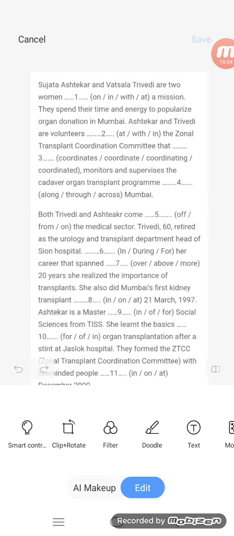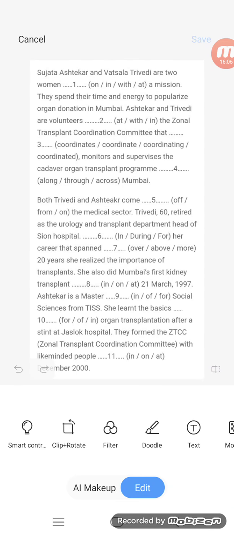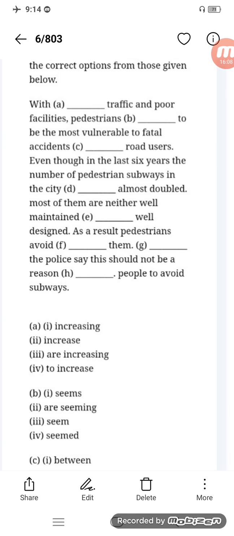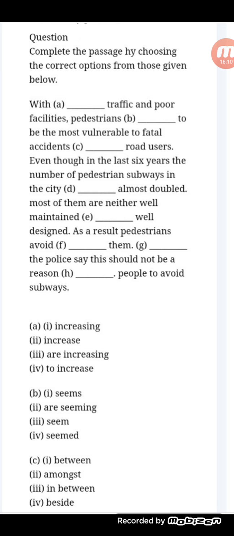You can see this was the question, and later I am going to the next question. Complete the passage by choosing the correct option from those given below. So for each blank you will get 4 options. So herewith you have to choose the right option from here.